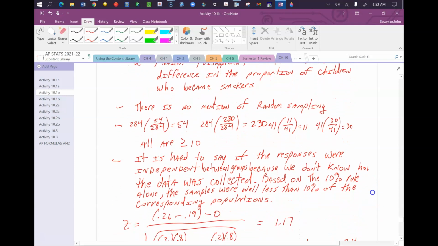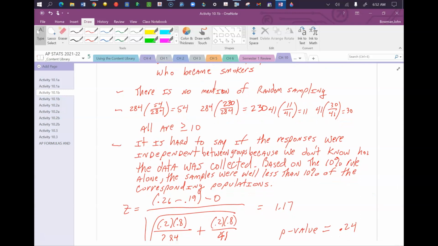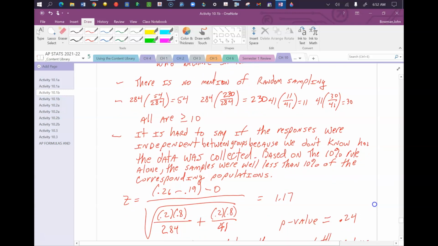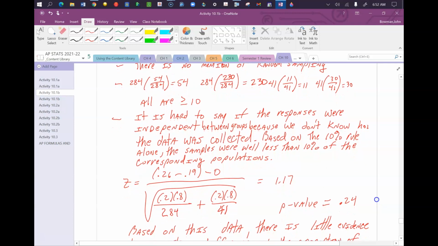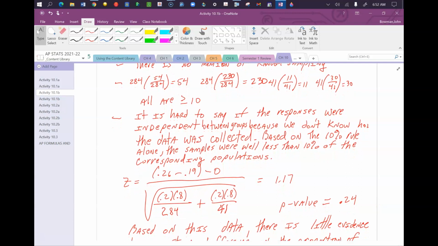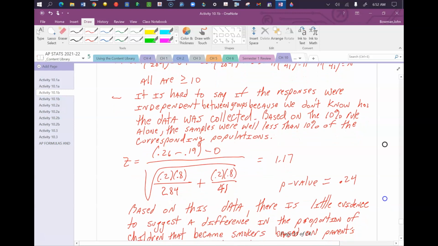It did not mention that there was random sampling, so that's a concern. All the n times p hats and n times 1 minus p hats are at least 10, so we can assume that the sampling distribution of the differences of the sample proportions is approximately normal. As far as independence is concerned, I think it's reasonable that we meet the 10% condition. The samples were less than 10% of the corresponding populations. However, it's hard to say if the responses were independent because we don't know how the data was collected.